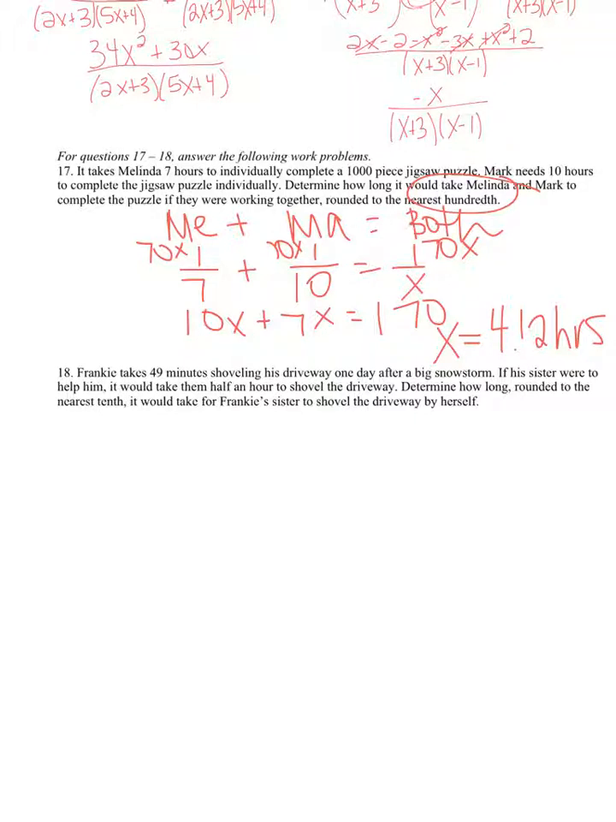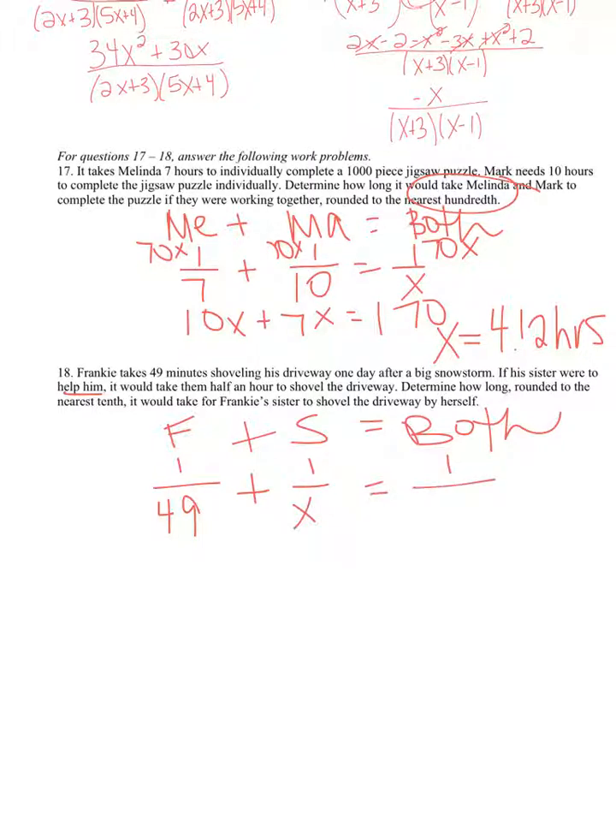And then for 18, Frankie takes 49 minutes. Frankie and his sister, because it says help him, would take a half an hour. So Frankie is 1 over 49, and plus his sister is both. So Frankie is 1 over 49. His sister is what we're looking for. And then 1 over both. You can't say 1 over 0.5 because that's in hours, and then Frankie's is in minutes. So you have to make this 1 over 30.